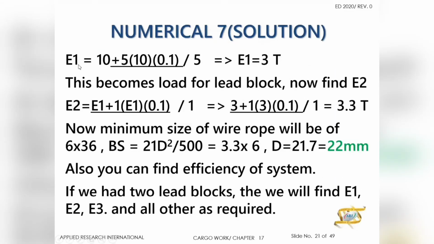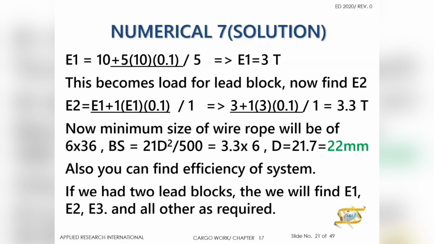So first find out effort 1. W is 10 tons over here. And like that we get effort 1 as 3 tons. This becomes the load for the next lead block. So the answer I get is 3.3 tons. That is effort 2. Now if the question asks, what is the minimum size of the wire rope you will use? Again, same thing. I know the minimum size will always be of 6 into 36 construction. The breaking stress formula is equal to effort 2, that is the final effort 3.3, into 6, the factor of safety. I get the diameter D as 22 millimeter.